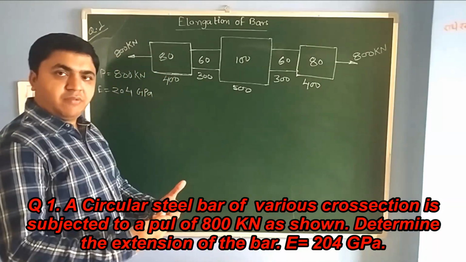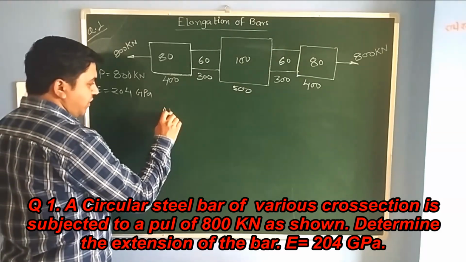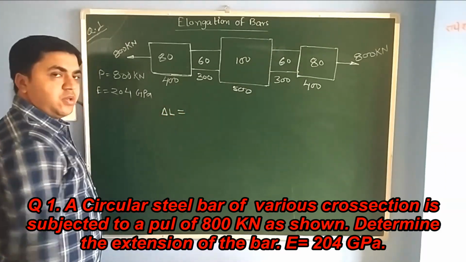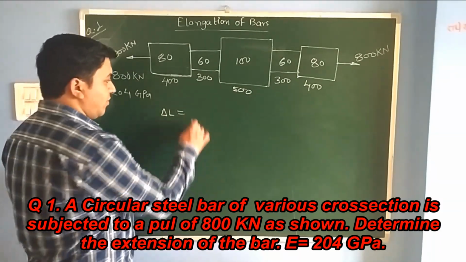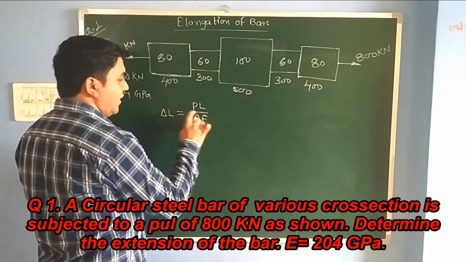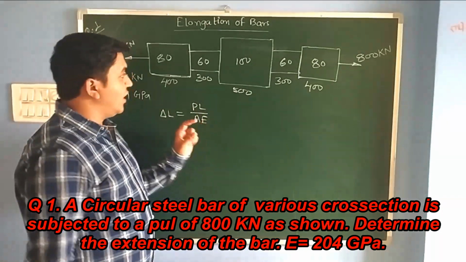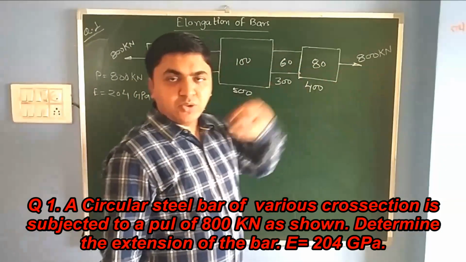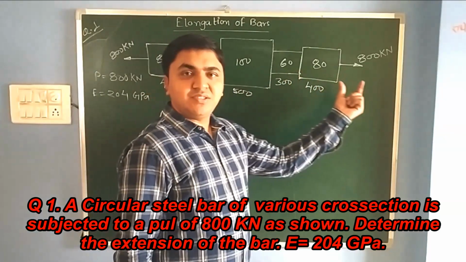I think you have all read the problem. So let's find out the total elongation of the bar. For elongation of the bar you have to use the formula PL upon AE, that is load, length, area, and Young's modulus. Now there are 5 different sections, so you have to apply this same formula for all 5 sections.